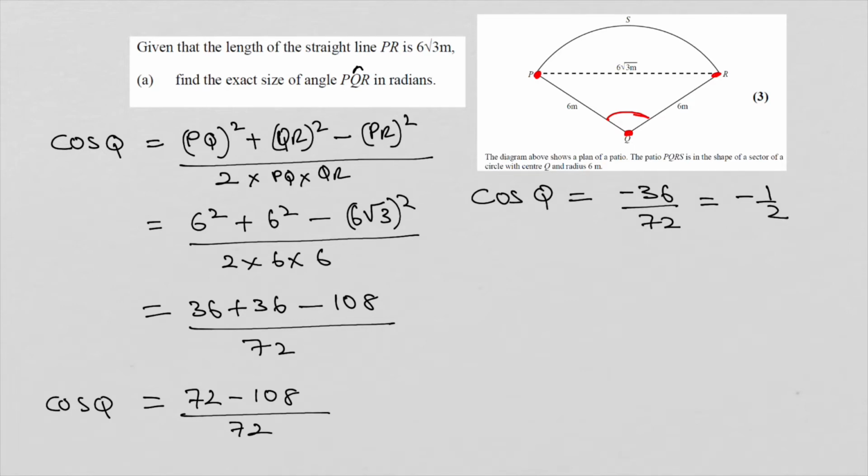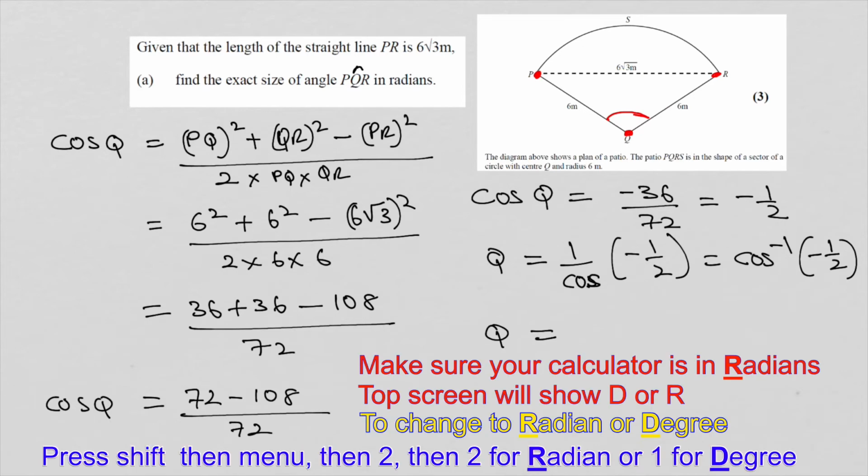In order to find Q, we need to divide both sides by cos. Q equals 1 over cos of minus a half, and 1 over cos in indices is cos to the power minus 1, which is inverse cos. So that will be cos to the power minus 1 of minus a half. To now find Q, we need to find the inverse cos in radians.